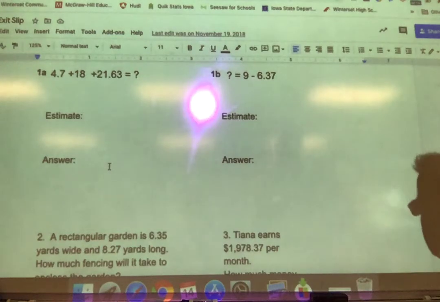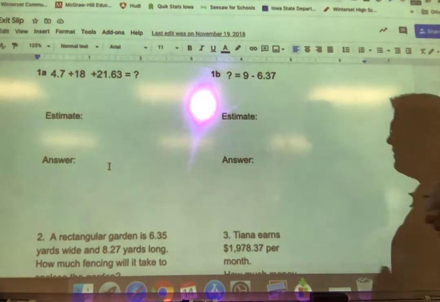All right, we're going to look at exit slip 3.3 here. The I can statement in this lesson is to use the U.S. traditional algorithm to solve different decimal problems here. So we want to use the traditional way to solve here. We've got some adding and subtracting we're going to be doing in the traditional way in this lesson.